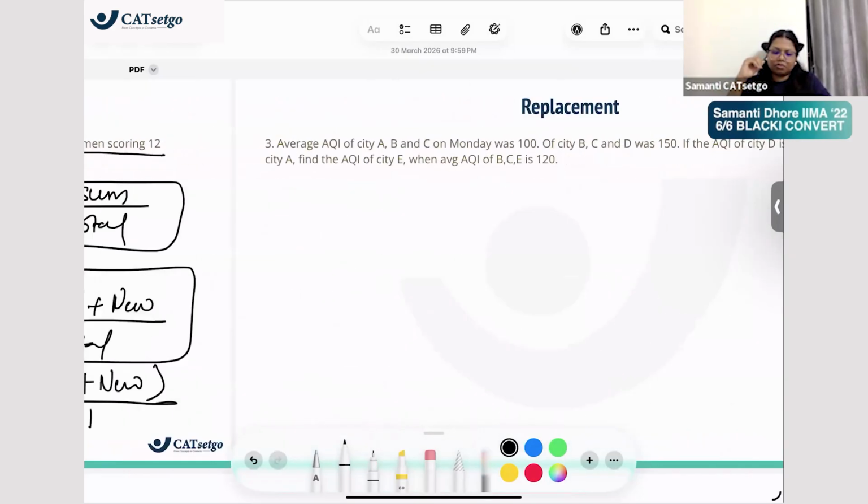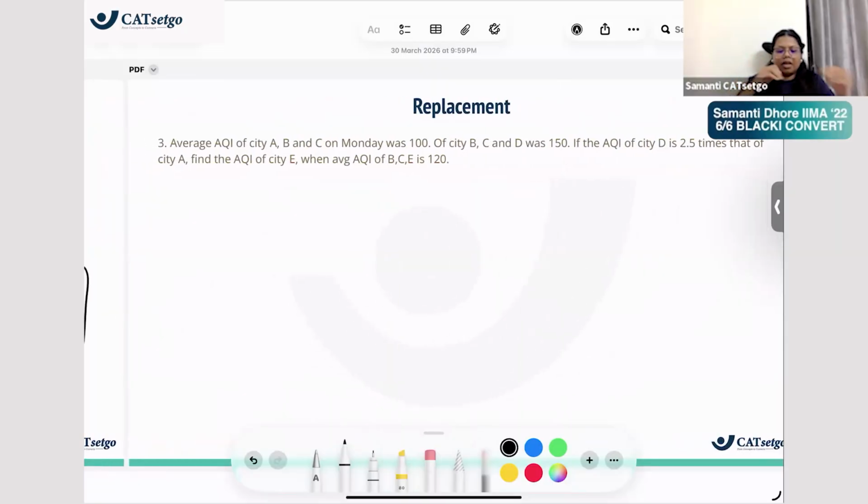Let us do one more question so that we become better at it. Average AQI of city ABC on Monday was 100. Of... अच्छा, ये थोड़ा सा अलग क्वेश्चन हो गया. मतलब this is replacement after replacement after replacement. करो.